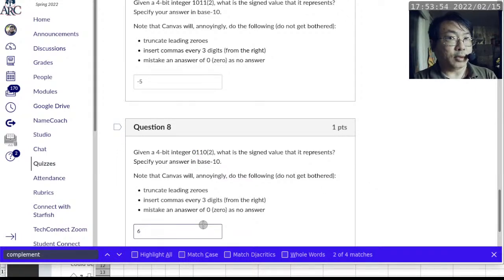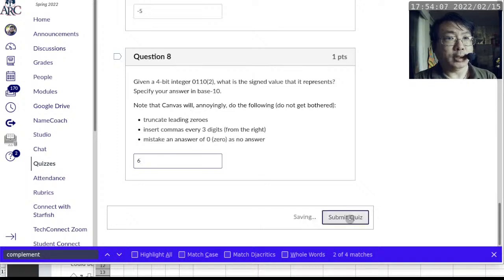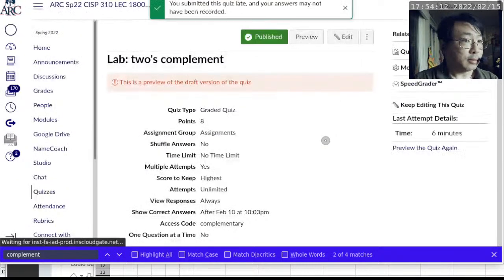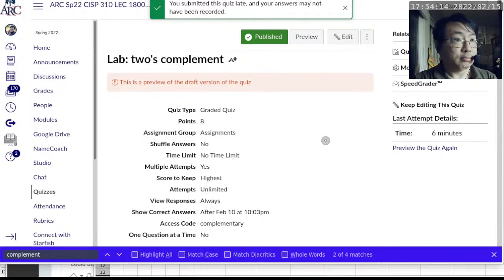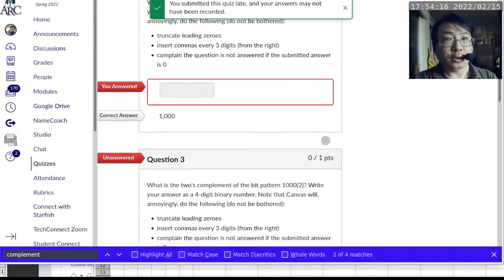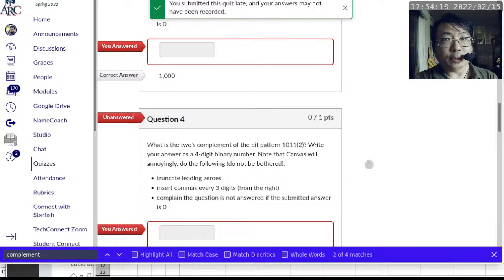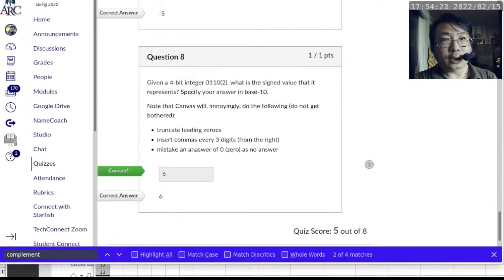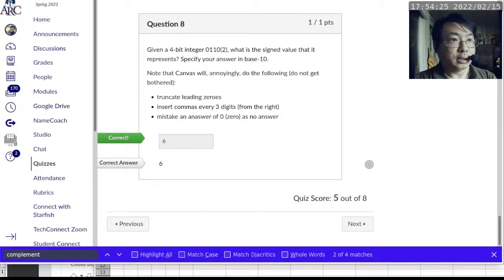So are we good so far in terms of understanding how signed values are represented using a bit pattern? And I'm going to submit quiz even though I have not answered 3 of the questions. All right, excellent. Yes, I skipped a whole bunch of questions, but then starting with question 5, 6, 7, and 8, those are all correct.